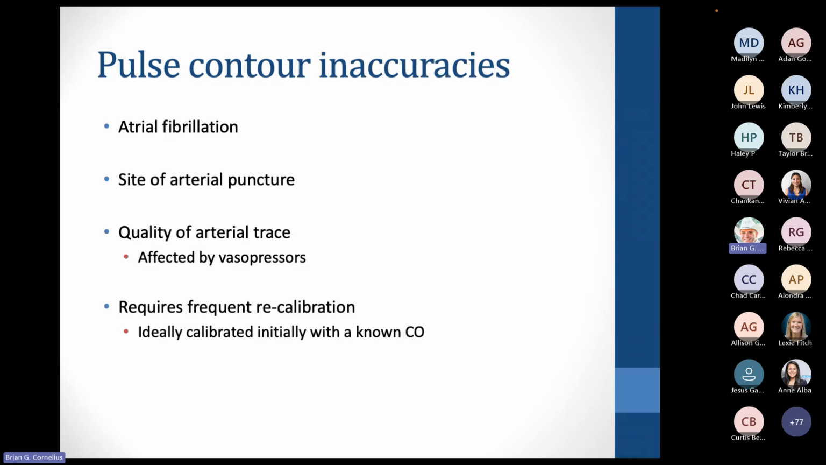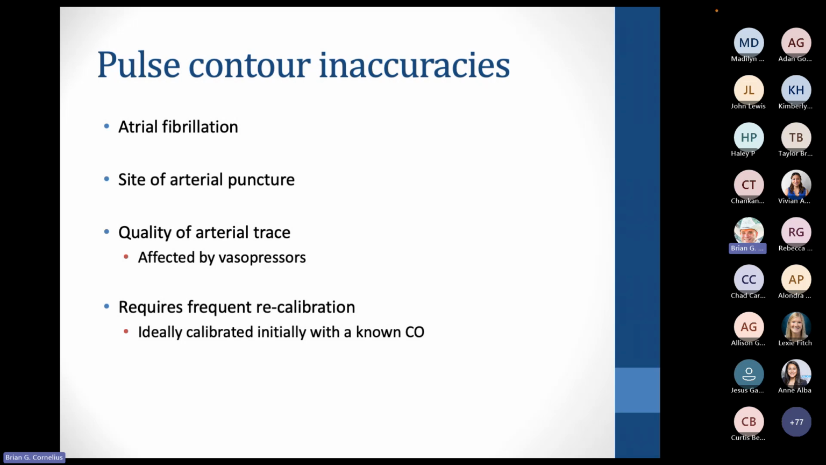If you have somebody that's in AFib, you don't get accurate measurements. If you have somebody that's got a tortuous artery, like all the vascular patients we see, it may be problematic for you. So if you've got vascular abnormalities in that artery, you may not get a great waveform.